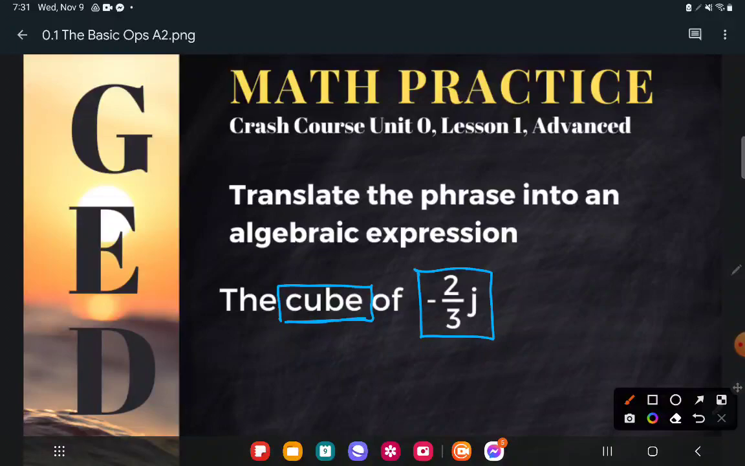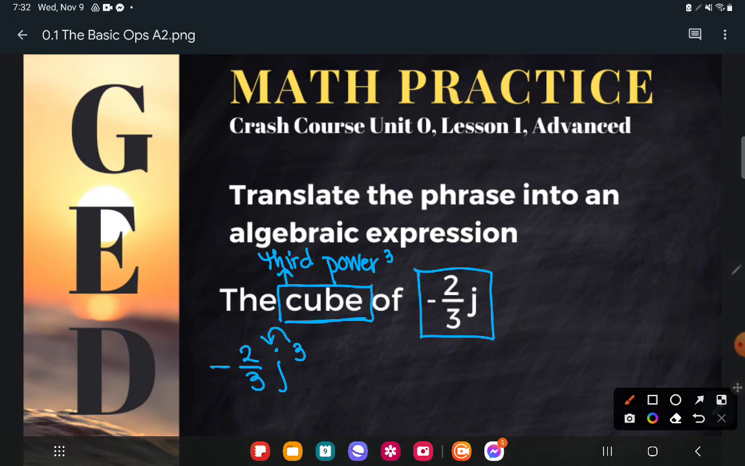Now, the main thing that I wanted to cover here is not really about the word cube. I think most of you, if you're advanced, experienced students, you're used to cube, you know cube means the same as the 3rd power, or that little floating 3. But I think what most of you would do is just go, okay, -2/3 j cubed. And if you did that, you would be wrong, because remember that exponents are super duper weak. They only act on the number that they're directly attached to.